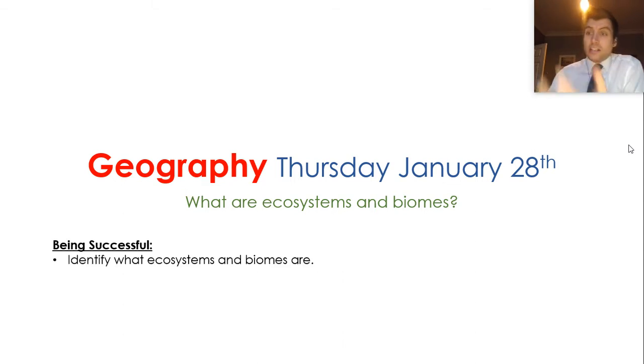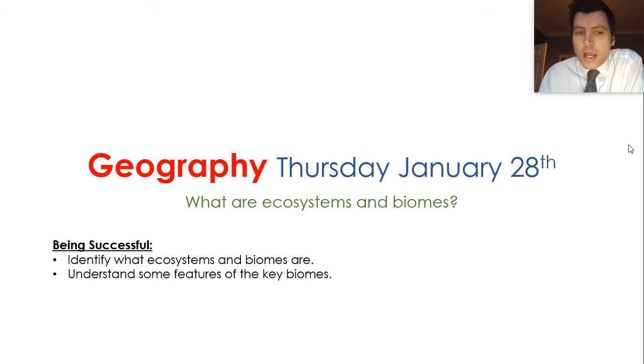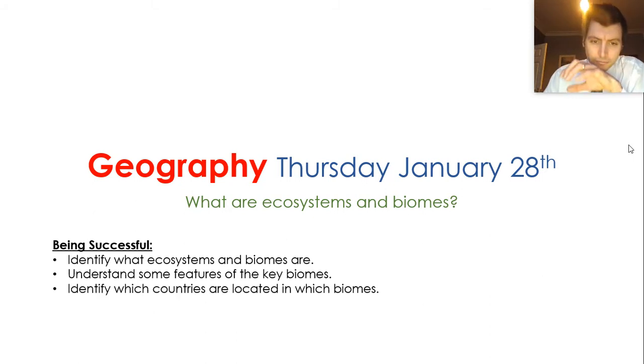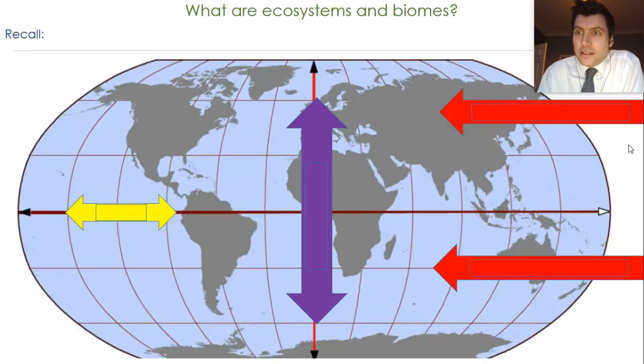To be successful, we'll identify what ecosystems and biomes are. We'll understand some of the features of the key biomes as we go through them. And then we're going to do a bit of map work as geographers, where you identify which countries are located within which biomes. Okay. So that's going to be our collective work at the end of this.